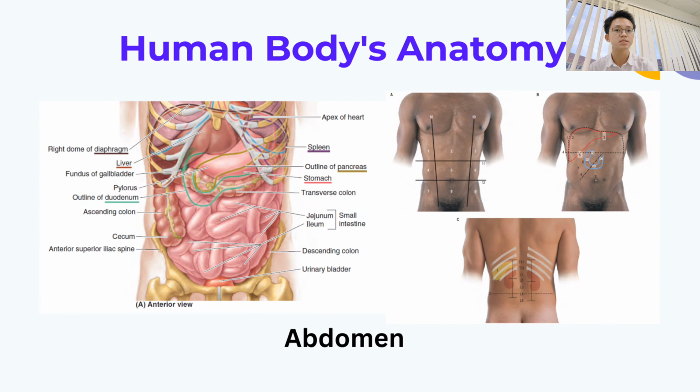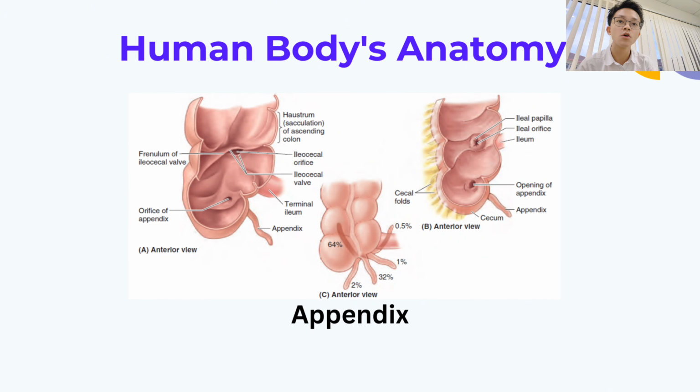The abdomen is bounded anteriorly by the abdominal wall muscle, posteriorly by the vertebral column and muscle, superiorly by the diaphragm, and inferiorly by the pelvic inlet. Today, this video will focus on the appendix, a small finger-like structure attached to the large intestine. While its exact function remains unclear, when inflamed, it leads to a medical emergency called appendicitis.